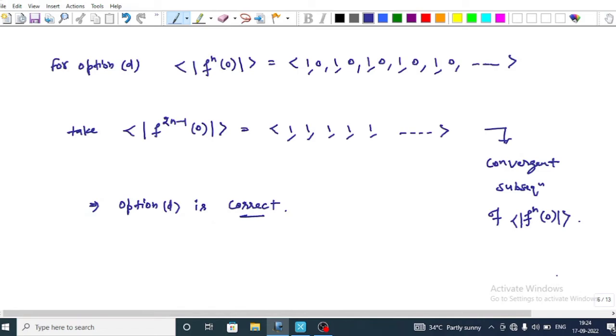Now for option D, as we know, the sequence of the modulus of f^(n)(0) is the sequence 1, 0, -1, 0; the minus converts to 1 using the modulus, giving 1, 0, 1, 0, 1, 0. Now take the odd subsequence of this sequence, and we get 1, 1, 1, that is a constant sequence. This implies a convergent subsequence of this sequence. This implies that option D is correct.